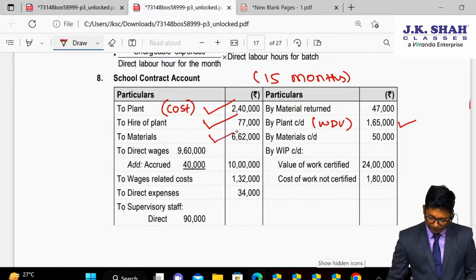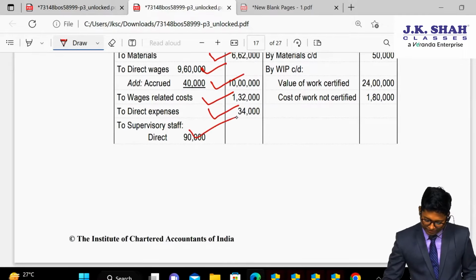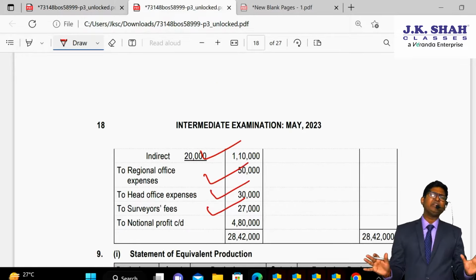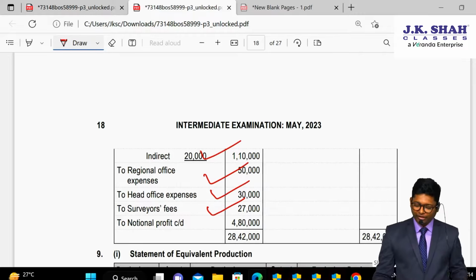Hire of plant, material, wages plus outstanding wage related cost, direct expense, supervisory staff salary, then supervisor indirect, regional office expense, head office expense, surveyor fee. All the expenses are recorded on the debit side. You need not think too much. This is a simple and straightforward question.